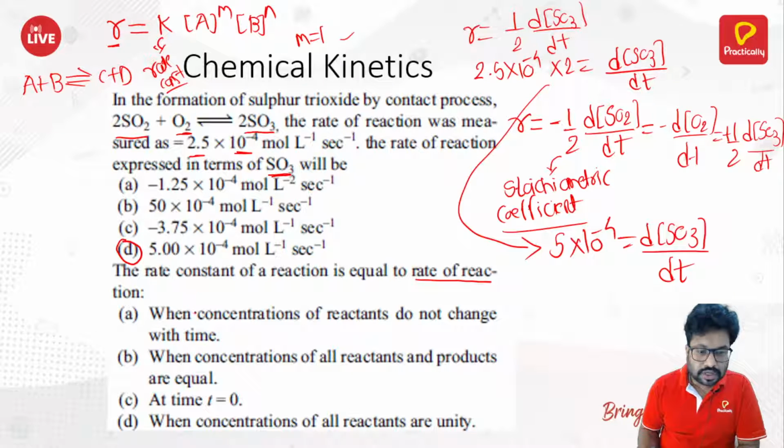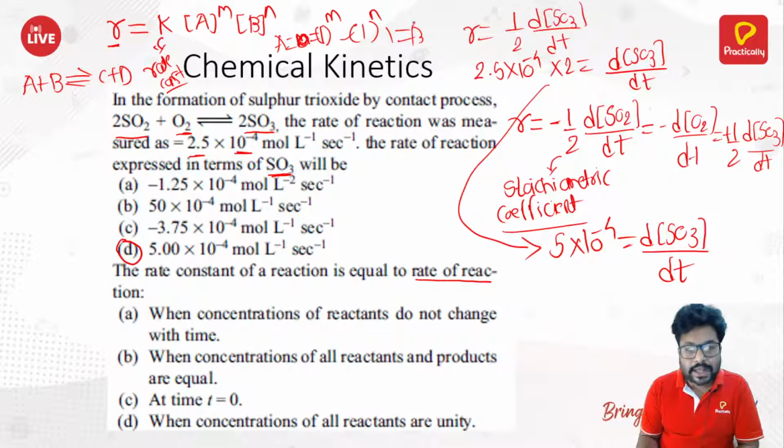Not only that, also when the concentration of all reactants and products is equal at time t equal to 0, when concentration of all reactants is unity. If this concentration is unity, 1, and B is also 1, then A is equal to 1, B is equal to 1, what will happen? 1 raised to any number, your m could be any number, will always be equal to 1. So in that case, K into 1 will be equal to R, so R is equal to K only.